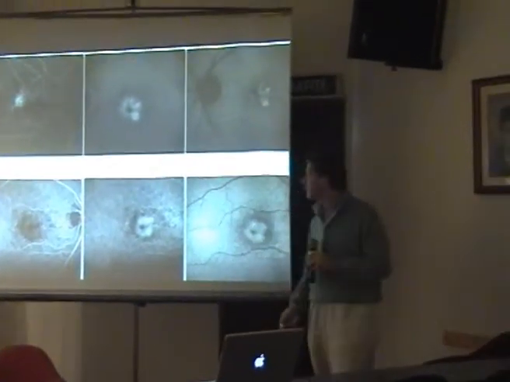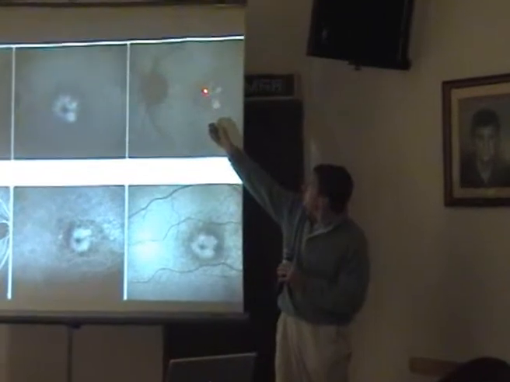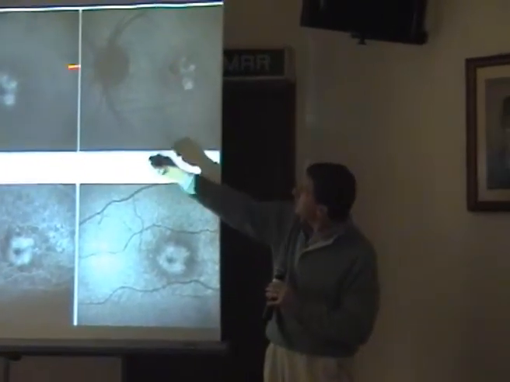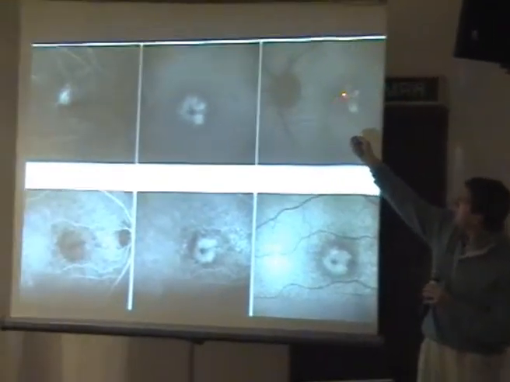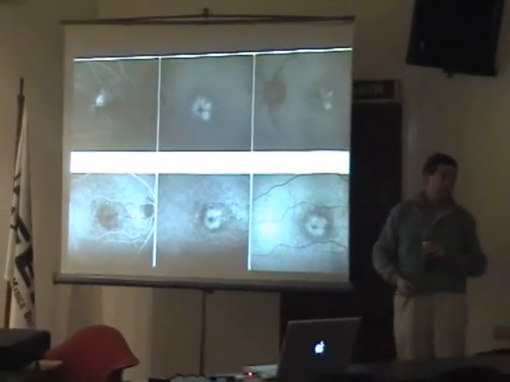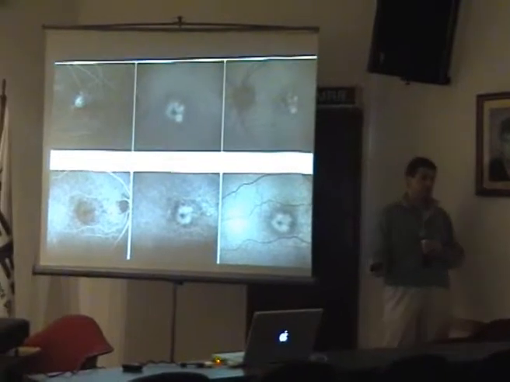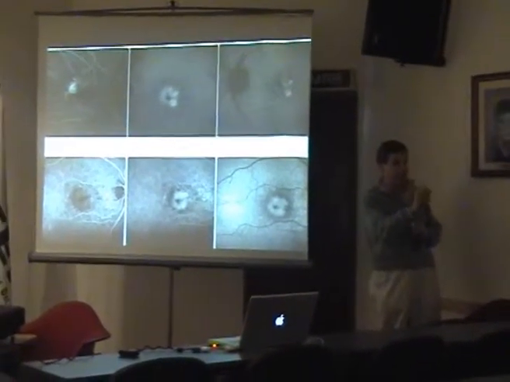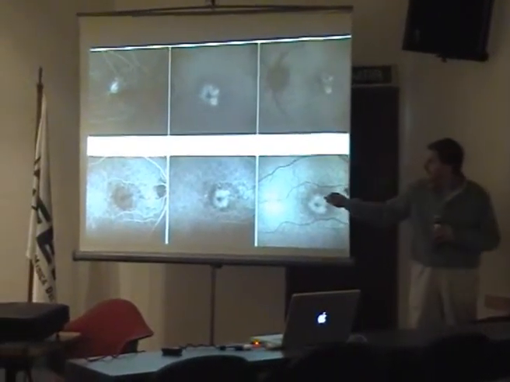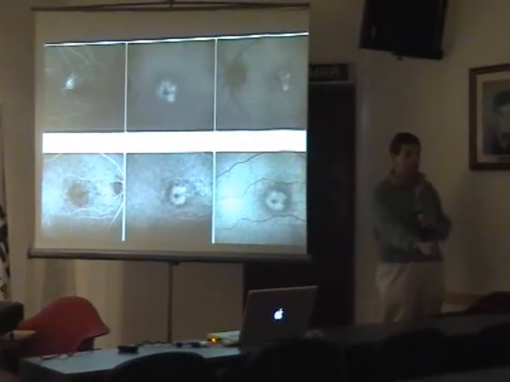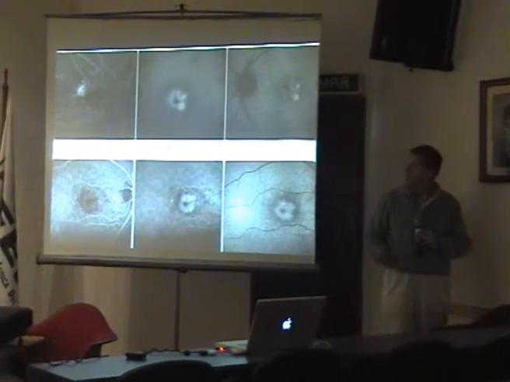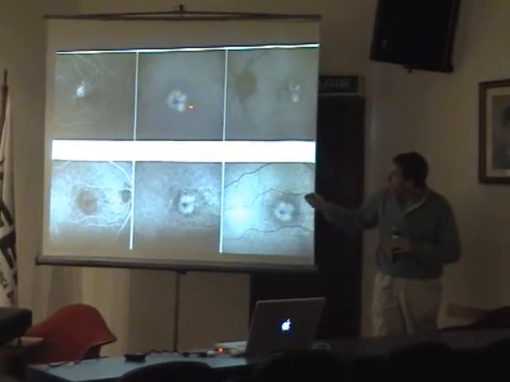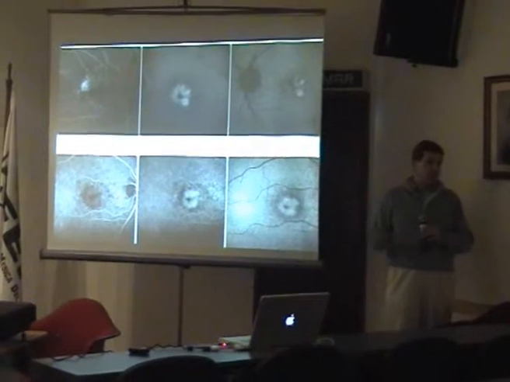You see that this hyperfluorescent area here corresponds to a dark area here. What does it mean? It means that there are no RPE cells. It means that this is a window defect. It means that this is an atrophy. Then we have an increase of fluorescence in the late phases, but it's not leakage.